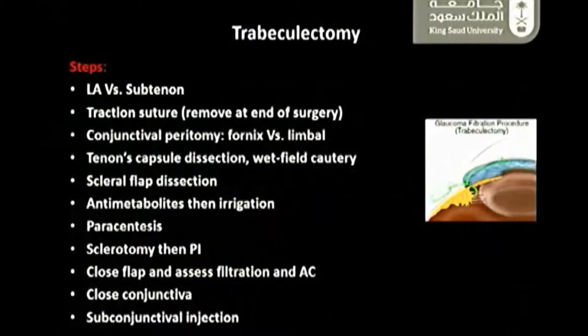You need to have a good scleral flap dissection, put your antimetabolite, then irrigate thoroughly with BSS. You need to do a paracentesis so that you can inflate the anterior chamber after doing your sclerotomy, then do a peripheral iridectomy, because you want to make sure that the anterior chamber is not collapsing after closing the flap. You need to assist the filtration and make sure that there is adequate ooze if you are planning to have a good filtration, and if there are no certain indications before the surgery, to have a tight flap and subsequent laser suture lysis. You should close the conjunctiva tightly. It should be a watertight closure to avoid any leak, and then give your subconjunctival injections.